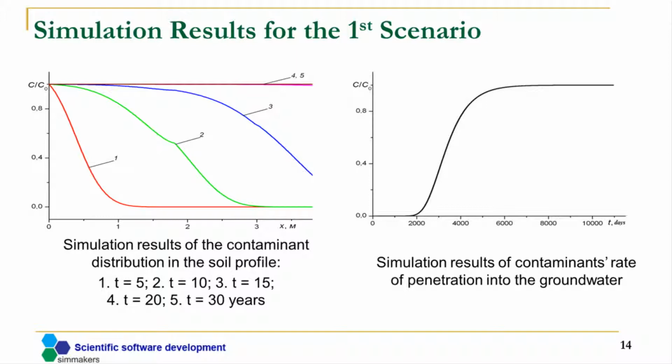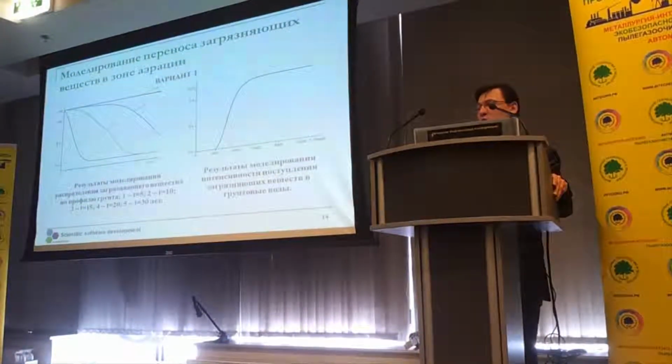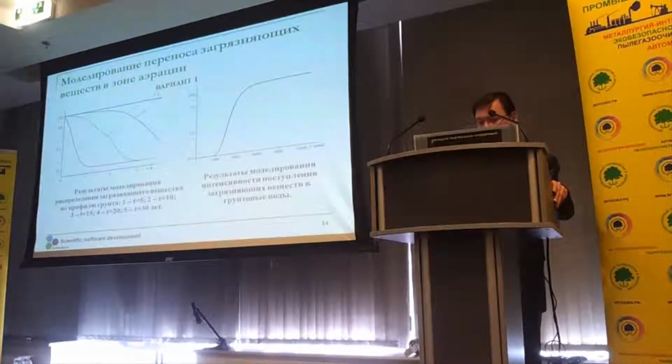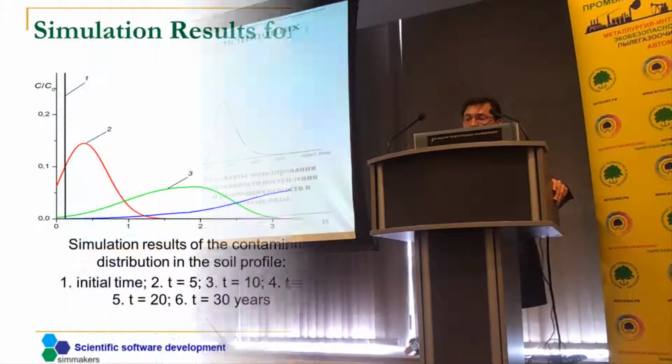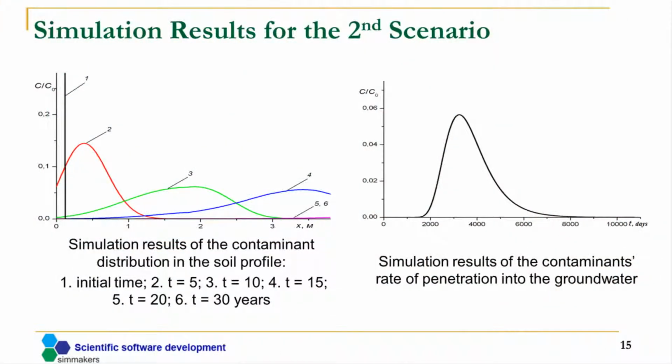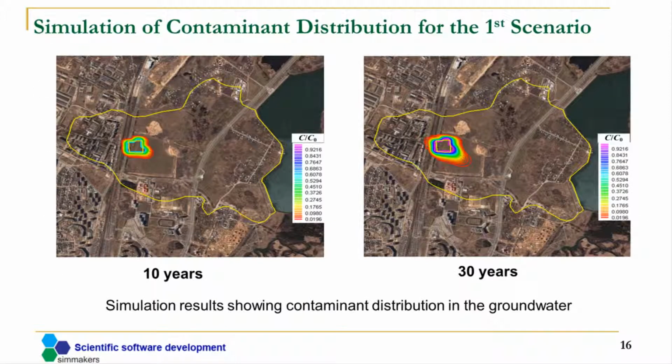So, for the first scenario, we simulate how the distribution of the contaminant in the aeration zone changes over time, and the rate of penetration of these contaminants into the groundwater. A similar approach is applied to the second scenario. Then, using these data and software to simulate contaminant distribution in groundwater, we make a prediction. This slide presents the simulation results showing what will occur in the groundwater after 10 and 30 years. We see that after 30 years, contaminants that got onto the soil surface will not reach the water reservoir. These results are for the first scenario in which the filling station was operating normally.